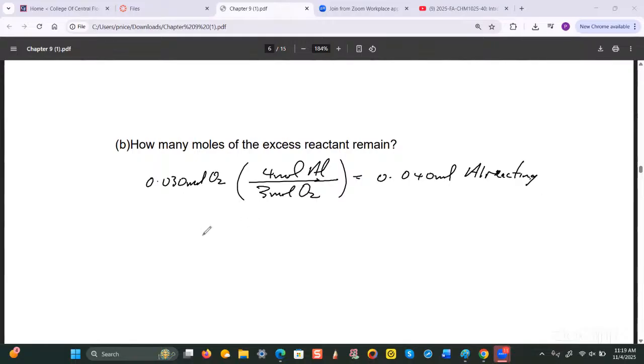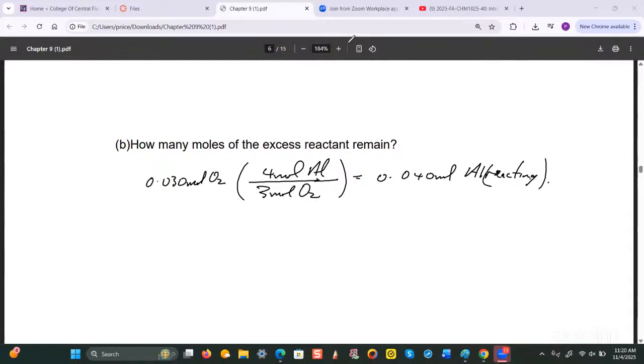Okay, what next? Now remember, this is the amount of aluminum reacting. And the question is asking how much of the excess reactant, which is the aluminum, is remaining. So how would you find out the amount of aluminum remaining? Somebody in the chat says: subtract it from the original amount. Okay, subtract.